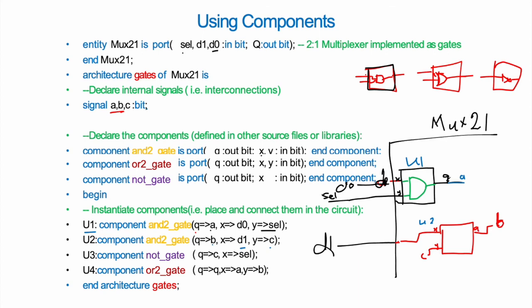And again, this U1 is also an AND gate. U2 is an AND gate. It's just the same as you can buy the same chip several times and implement a more complex circuit. You can have something like that. So now we take U3, which is a NOT gate, that takes the select input and it gives an output called C. So we can put our NOT gate here if we want, which is this gate.